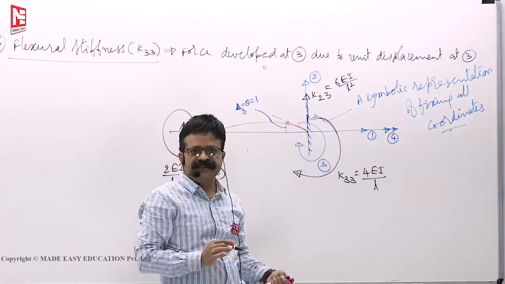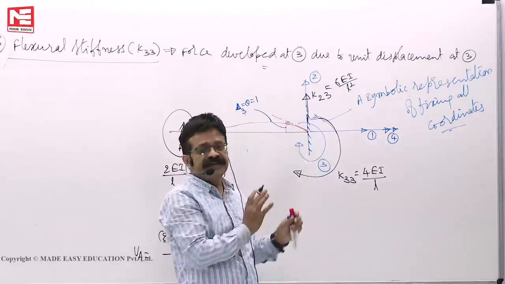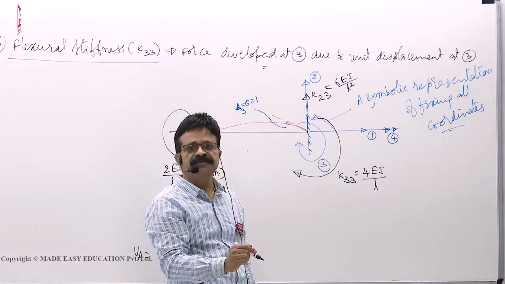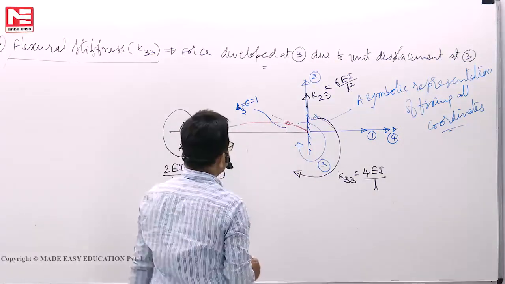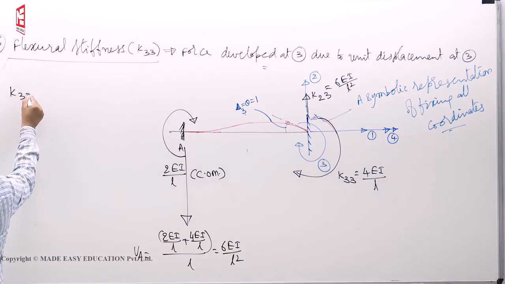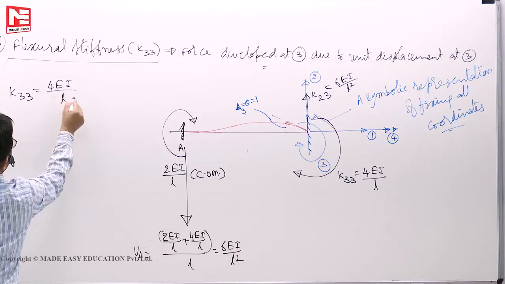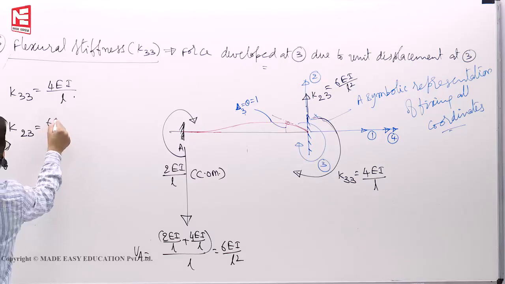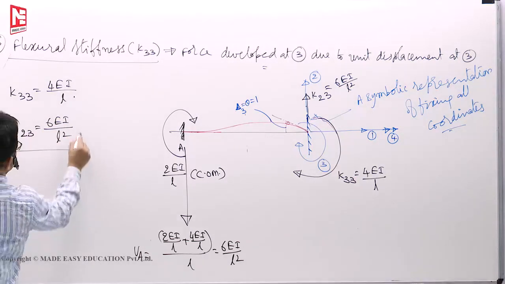That Macaulay's method of double integration I gave you, for boundary conditions I have applied and gave you. That you cannot do now in the exam, you have to tick it in 10-15 seconds, that's all. So now K33, we call it as flexural stiffness. It is 4EI by L. Then force at 2, because of unit displacement at 3, 6EI by L square.